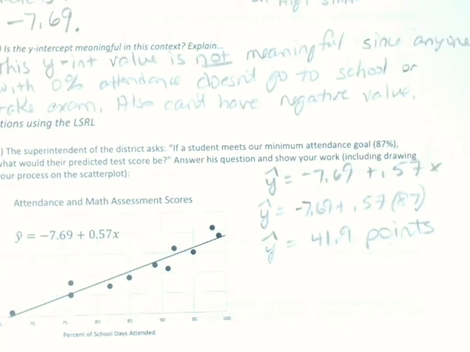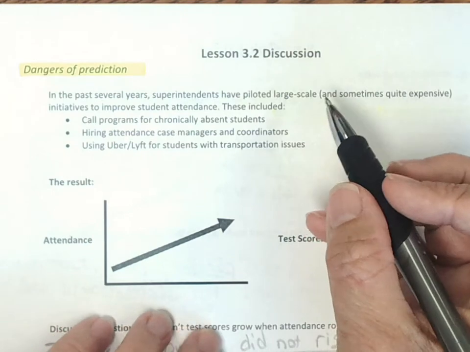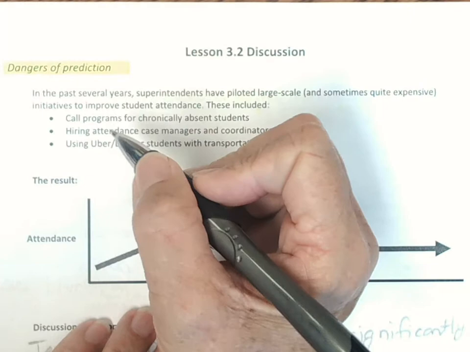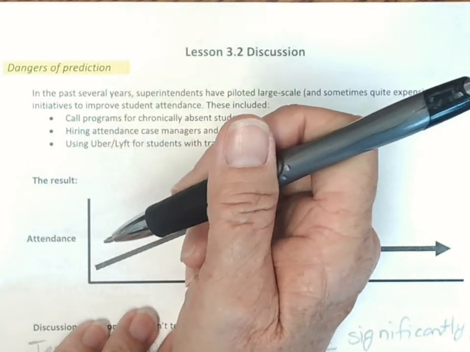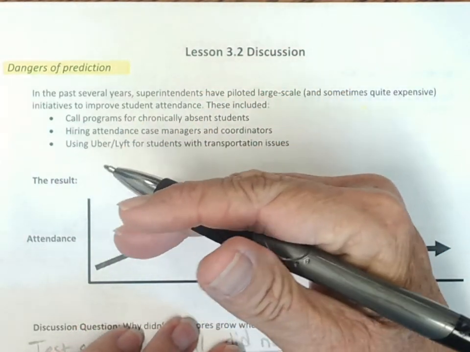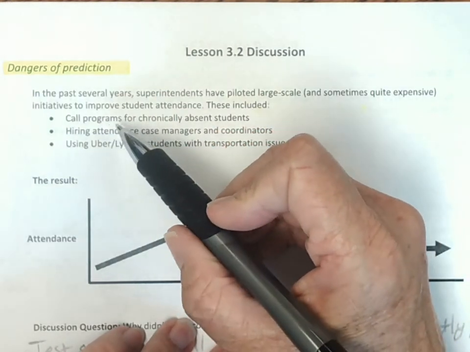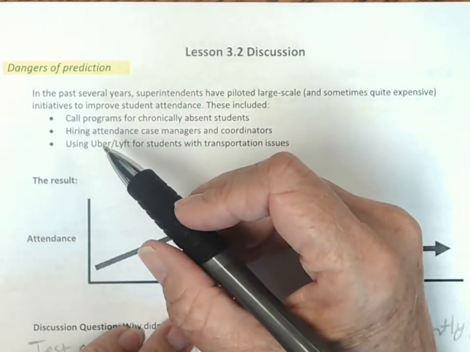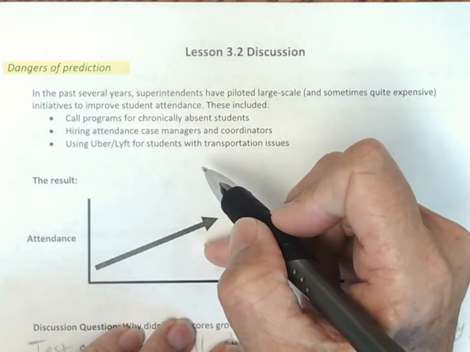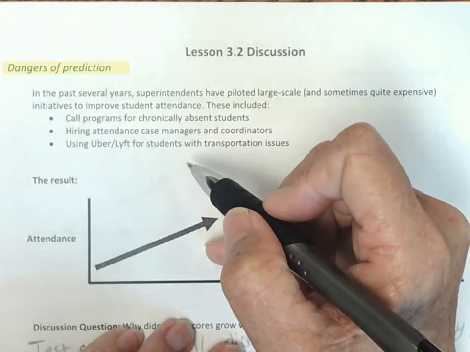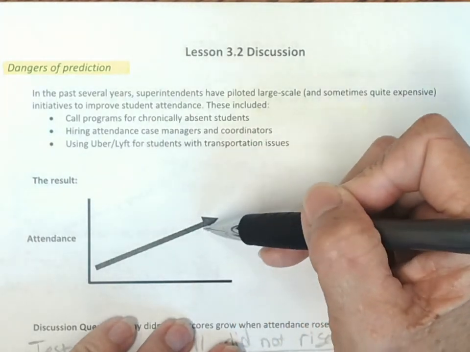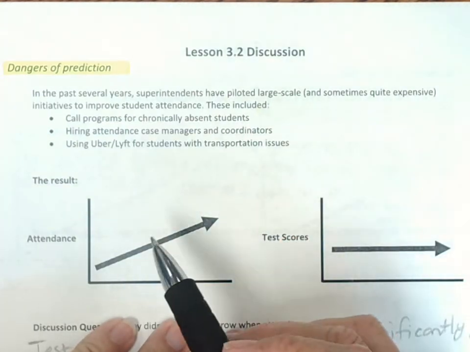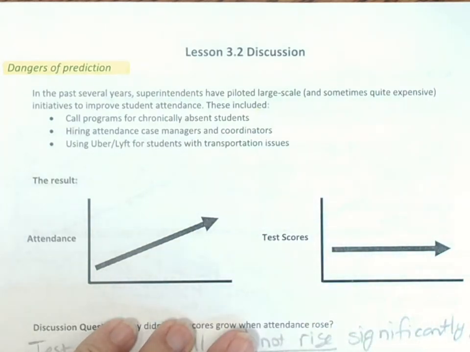Okay, let's take a look at the next page. This is just more of the discussion. Again, remember our overarching question was, if we increased attendance, would that increase test scores? And so this one particular school district did that. They called students who were chronically absent. They hired attendance case managers. They got Uber and Lyft to bring students to school who had transportation issues, all sorts of different things. And what they found was, yes, attendance increased. That was great. But the test scores didn't. So again, there's got to be some underlying issue here.